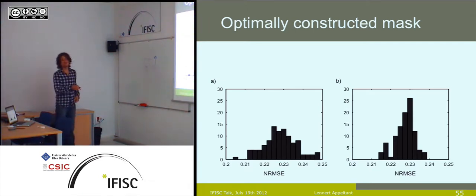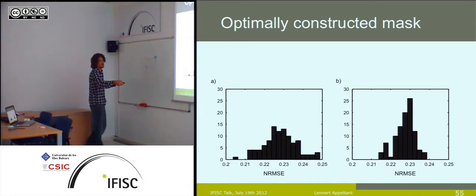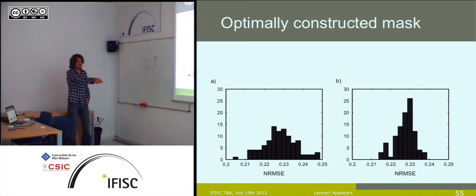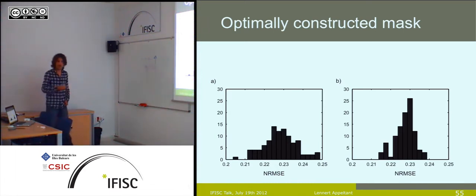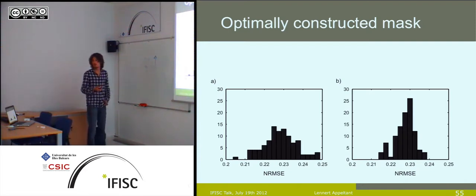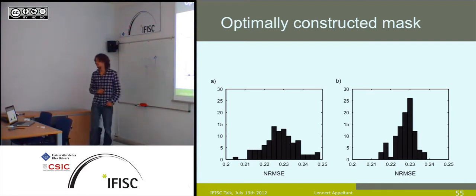What you see here is performance of the normal pen task. This is with a random mask, and this is with an optimally constructed mask. As you can see, the spread here is larger than the spread here. Now, there is still a spread here. Even if we were designing a mask that should give maximum variability, you would expect that there is no spread at all. Yeah? I don't understand this graph.